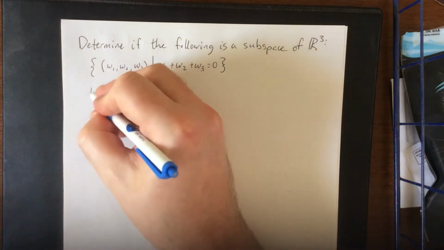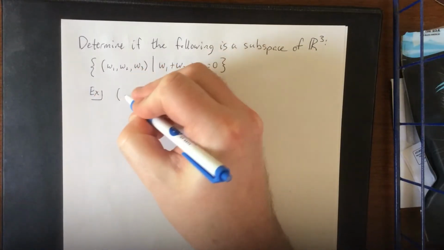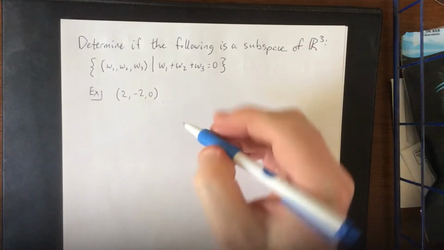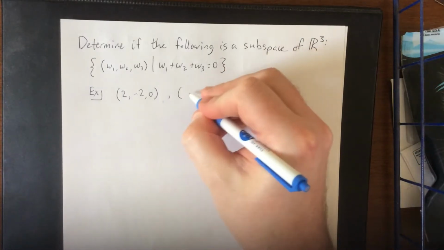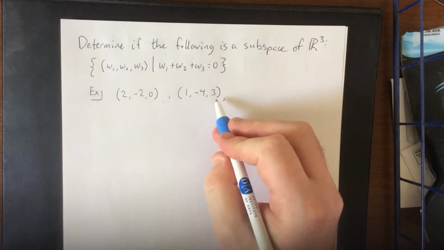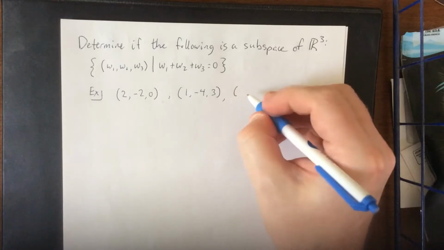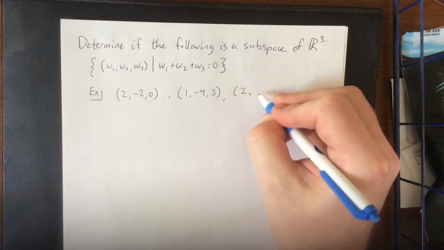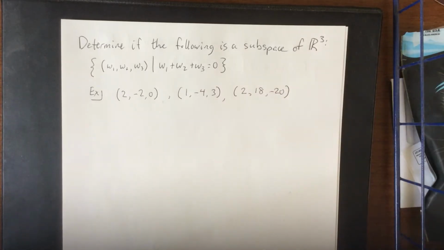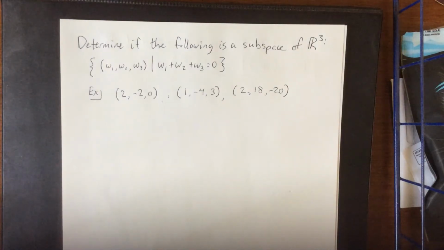So some examples of vectors that would lie within this set. We could do something like 2, negative 2, 0, since the sum of all three would be equal to 0. We could do something like 1, negative 4, 3, since the sum of all three entries is still equal to 0. Or we could do something like 2, and then 18, and then negative 20. Basically, whatever you choose for the first two entries is going to dictate what your last entry necessarily has to be. Now, with that in mind, the three things that we want to show is that this set is non-empty.